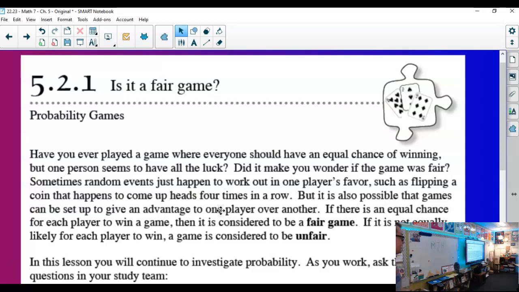Anyone want to read? I got a paragraph. Alex, hit us with it. Have you ever played a game where everyone should have an equal chance of winning, but one person seems to have all the luck? Did it make you wonder if the game was fair?